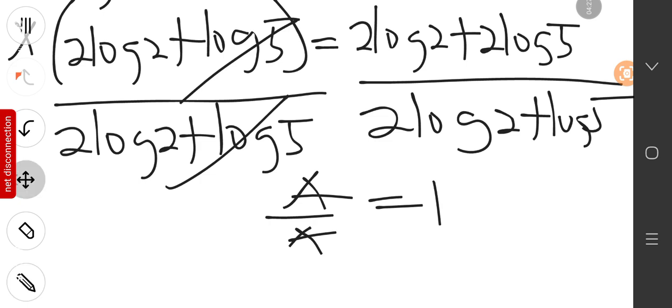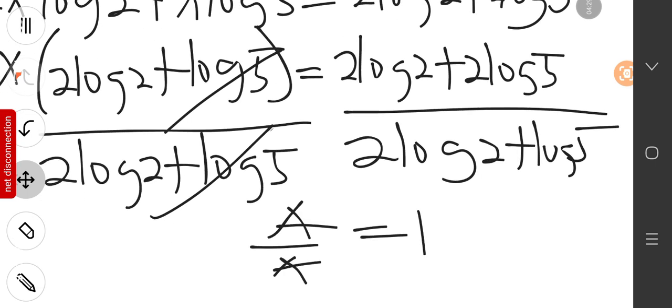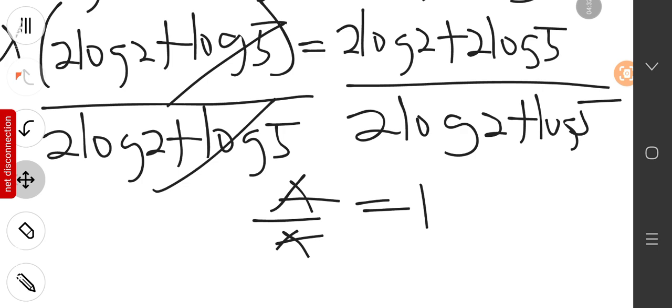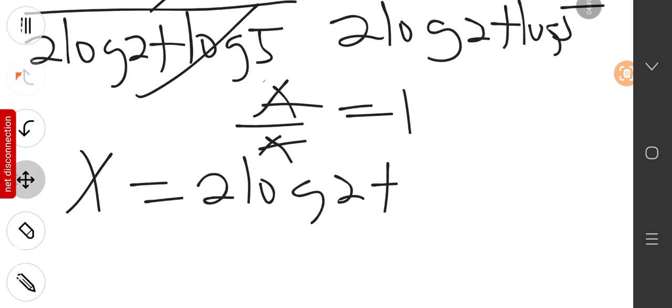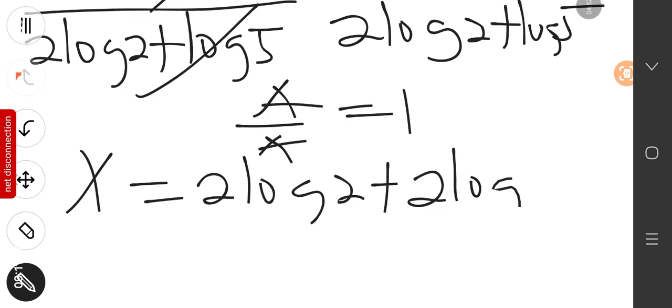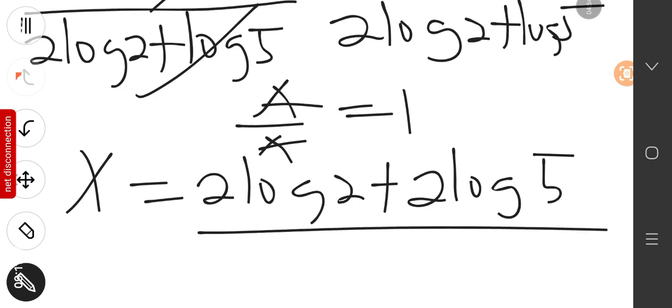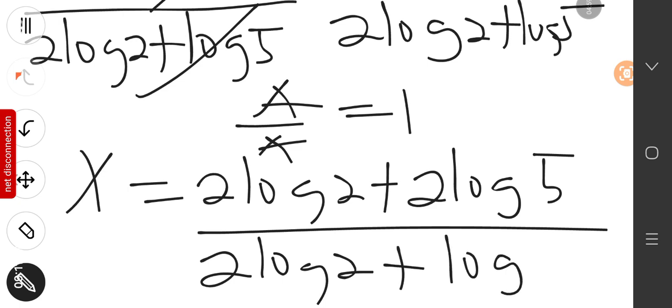Now let's check something quickly before we proceed. So our equation becomes, a over a is 1. So anything over itself is 1. That's the concept we are applying at the left part of the equation. So we're going to have x equals 2 log 2 plus 2 log 5 all over 2 log 2 plus log 5. Okay, so this is our answer.